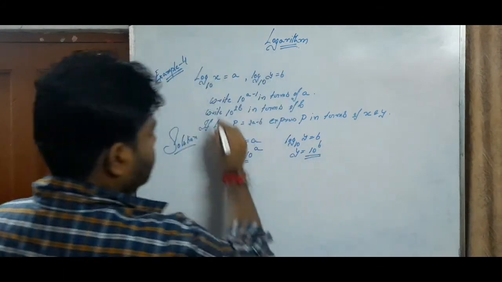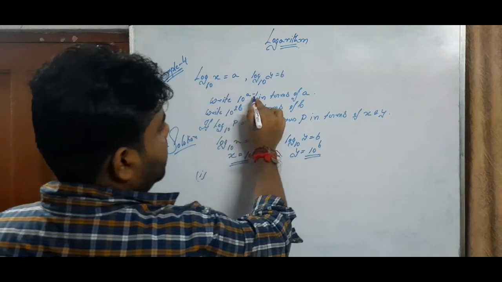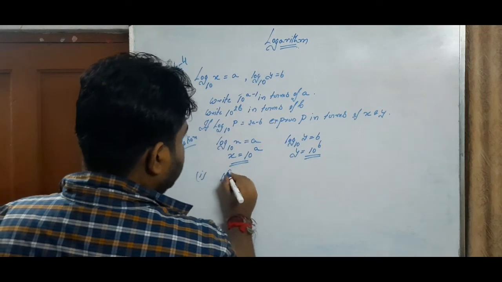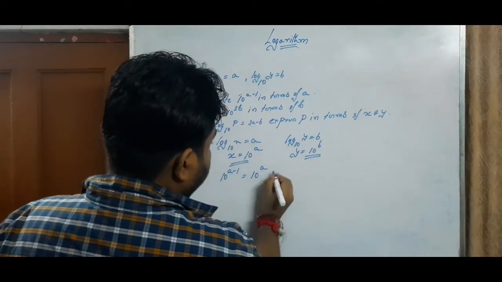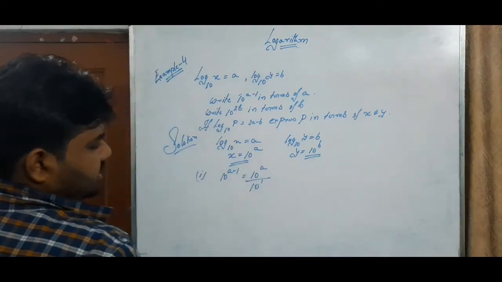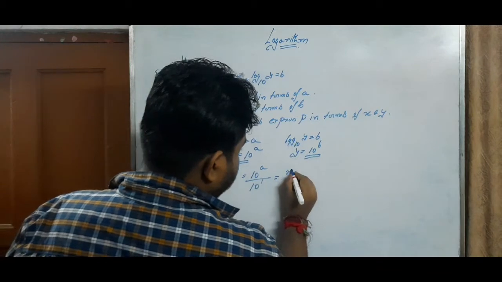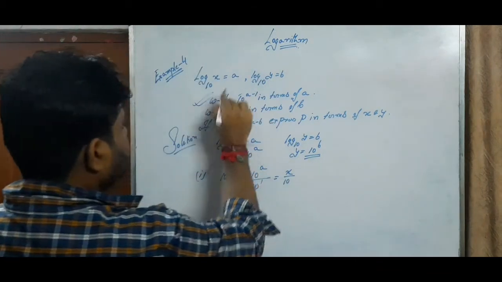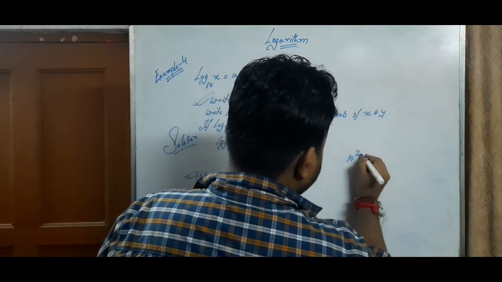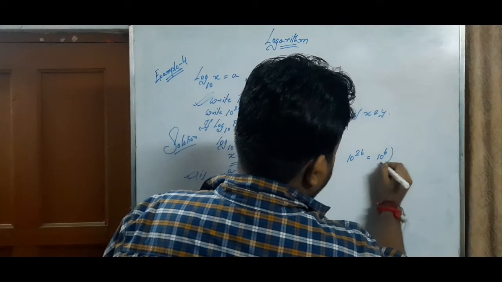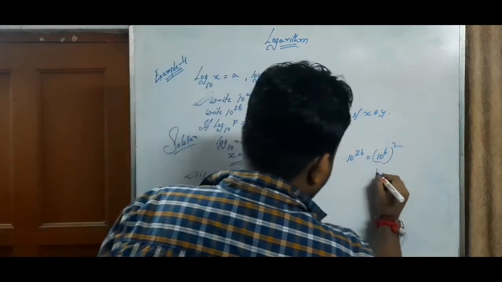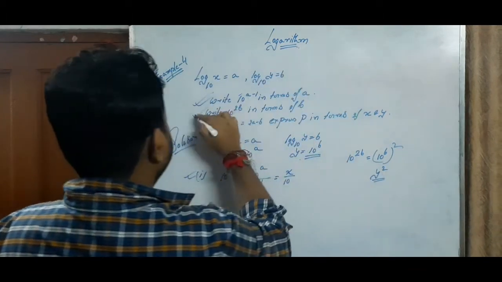Now the first one, write 10 to the power a minus 1 in terms of a. That is 10 to the power a minus 1. We can write 10 to the power a by 10 to the power 1. That is 10 to the power a by 10. So 10 to the power a means x. We can write x by 10. So number 1 complete. Number 2, 10 to the power 2b. We can write 10 to the power b whole square. 10 to the power b means y. Therefore y square. Number 2 complete.